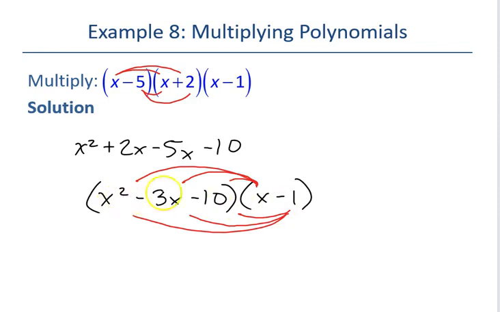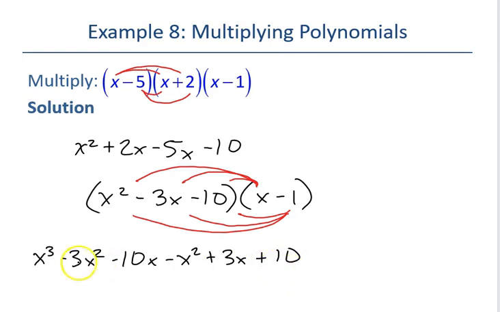So here I've got x squared times x, which is going to give me x to the third. And then I'm going to have x times negative 3, which is going to give me negative 3x squared. And then I'm going to have a minus 10x. Now I've got this negative 1, which is going to come in here. I've got negative 1 times x squared, which is going to give me negative x squared. And then that's going to give me a positive 3x, and then a positive 10.